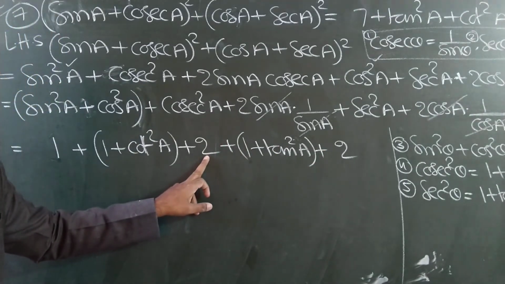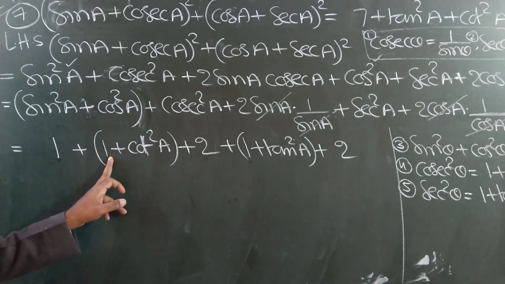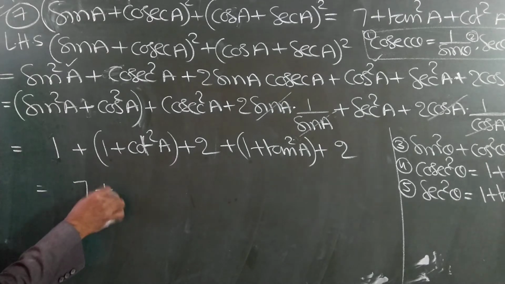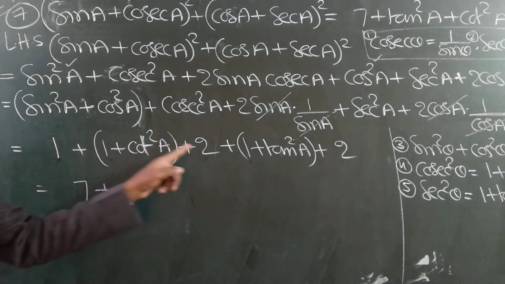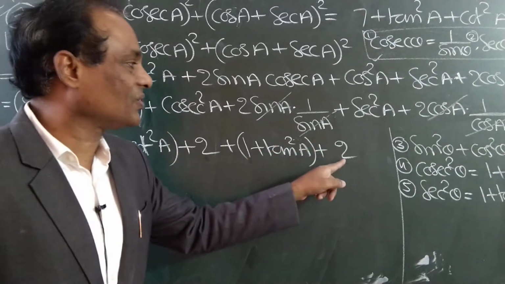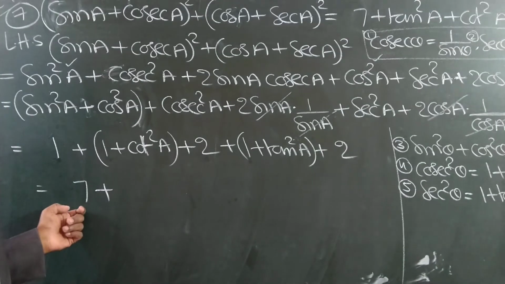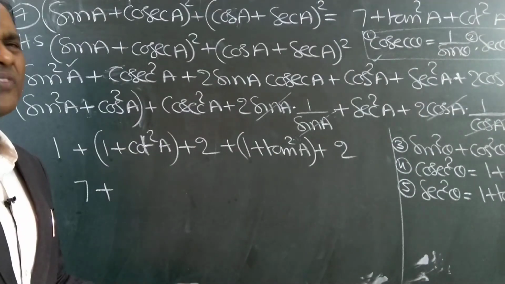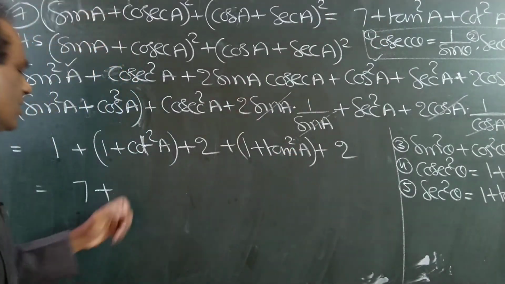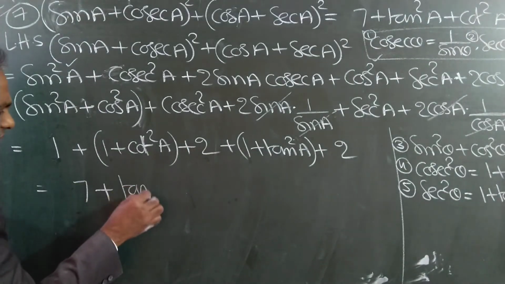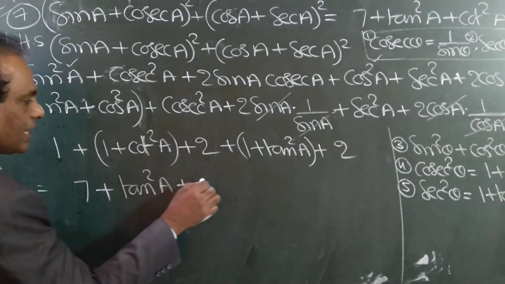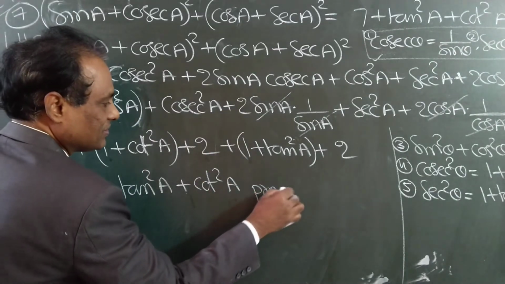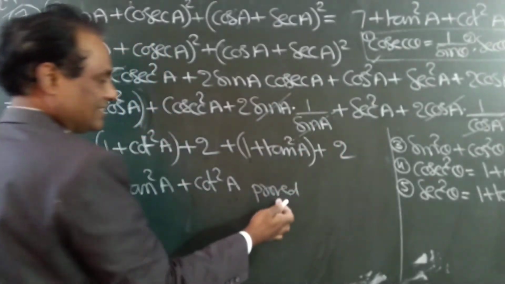3 plus 2, 5. 5 plus 1, 6. 6 plus 1, 7. Remaining are cot square and tan square. Anyone you can write first, because tan is written first in the proof, so you can write 7 plus tan square plus cot square. See, the RHS is proved. See the proof, we got it.